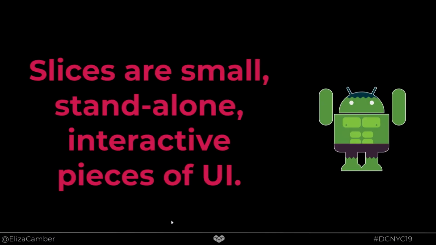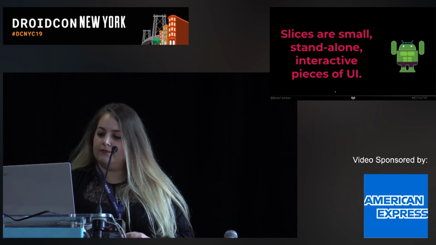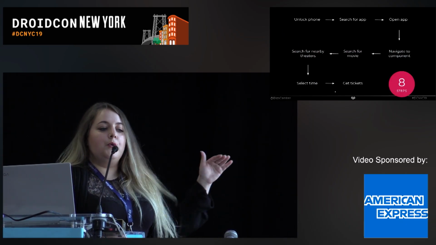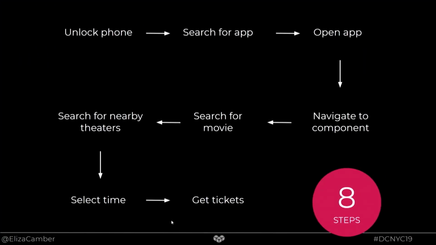So what are the slices? Slices are small, standalone, interactive pieces of UI. This is the road path, how it looks for the user right now if they want to book tickets from your application. So they have to first unlock their phone, search for the app, navigate to the components, search for that, search for the time, search for probably nearby locations, and then finally make a purchase for that movie at that time that they want. And these are like 8 or 9 steps, could be even more if you had more options.